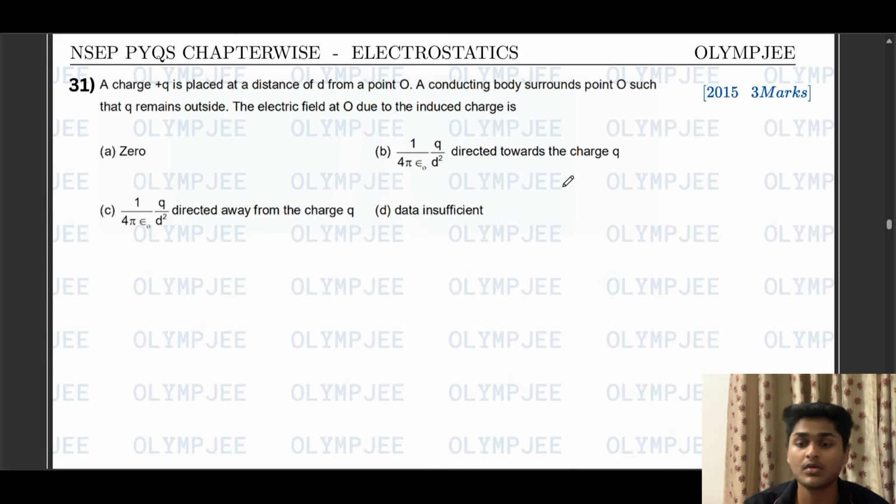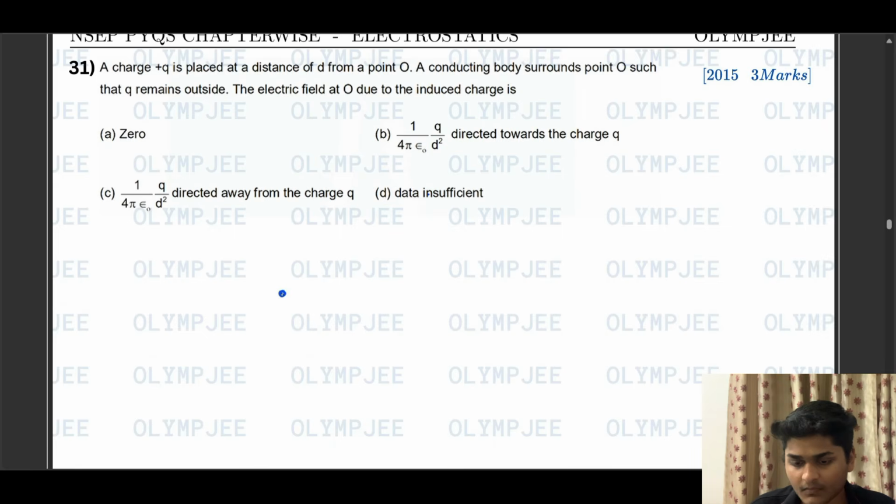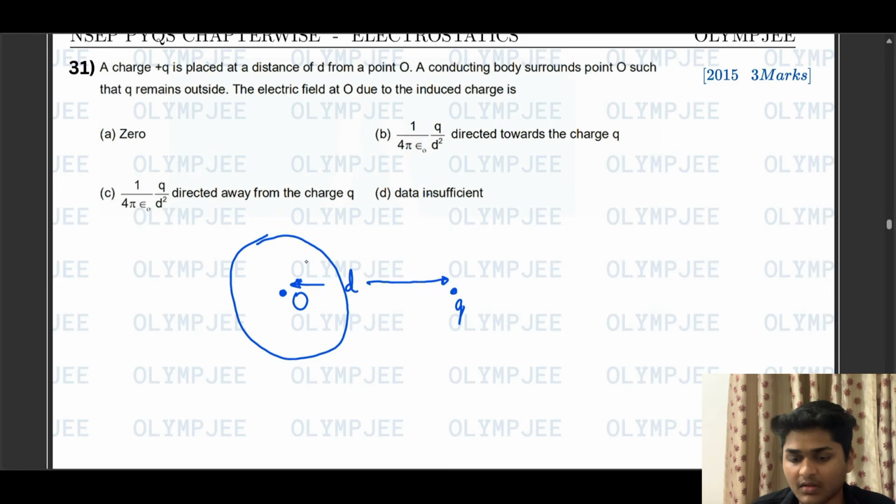d from point O. A conducting body surrounds point O such that q remains outside. The electric field at O due to induced charge is. Okay, so we need to find the electric field due to induced charge. Let me draw the situation. Imagine this is point O and q is placed at a distance of d, right? And a conducting body surrounds point O such that q remains outside.